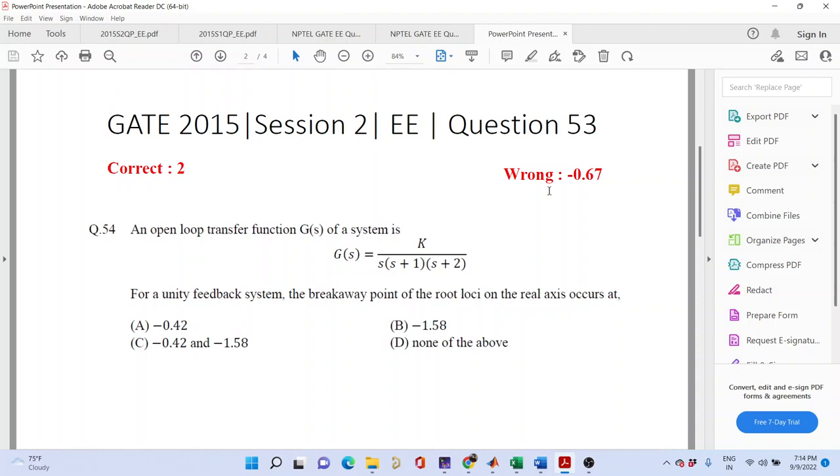Anubhav, what is the root locus? The path traced by the curve. Yes, the path traced by the curve. The path traced by whom? The plot we draw. The transfer function.